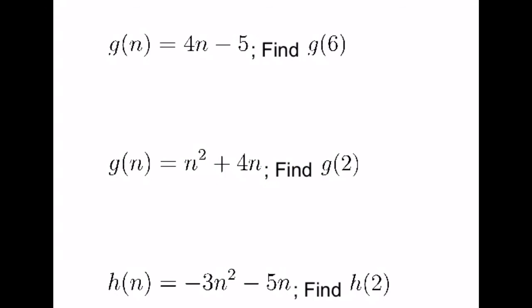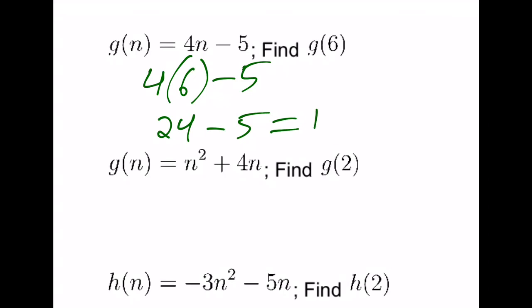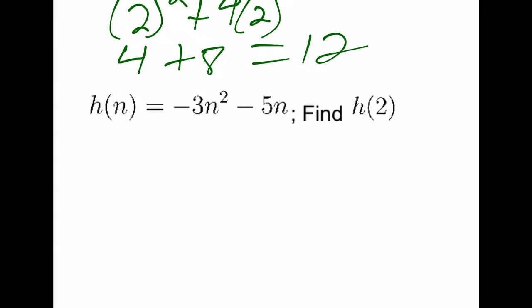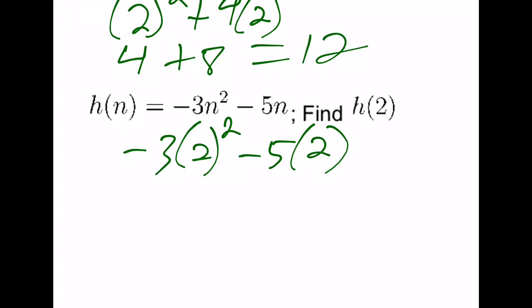We'll do a few down here at the bottom. If g of n is 4n minus 5, well then we take 4 times 6 minus 5. 24 minus 5, which is 19. This becomes 2 squared plus 4 times 2. We replace every n with 2. So this is 4 plus 8, which is just 12. Negative 3 times 2 squared minus 5 times 2. So 2 squared is 4 times negative 3 is negative 12 minus 10, negative 22.